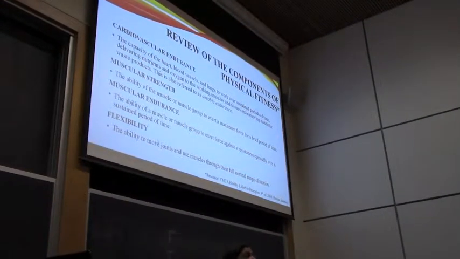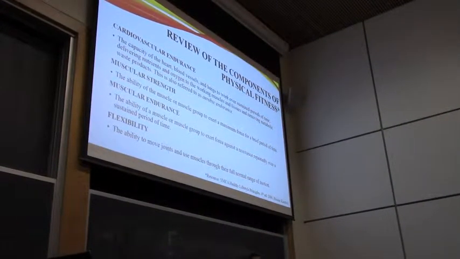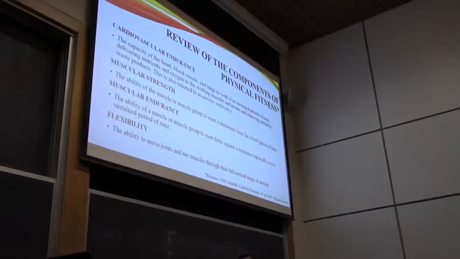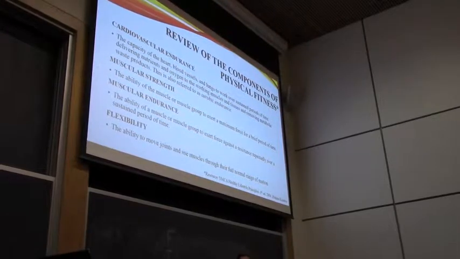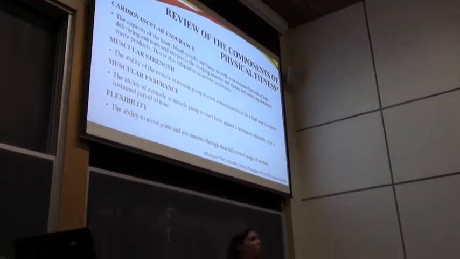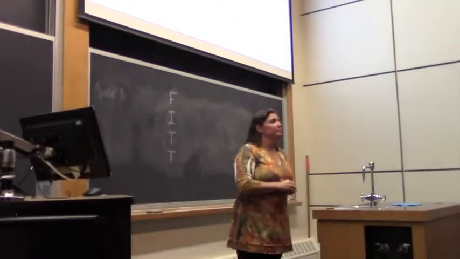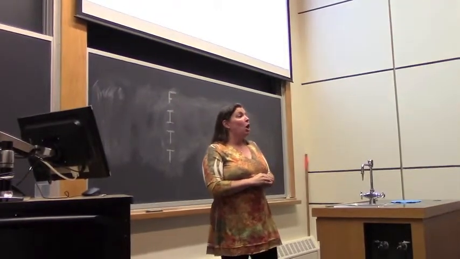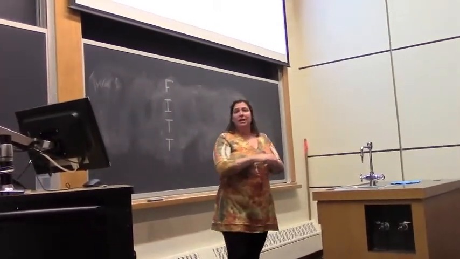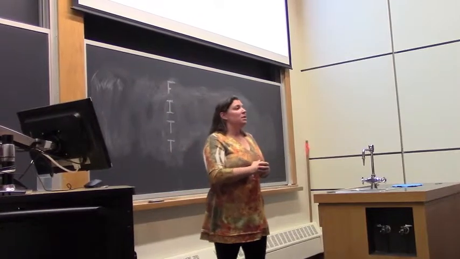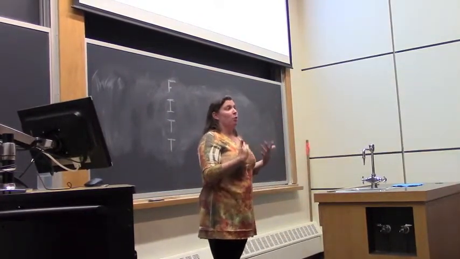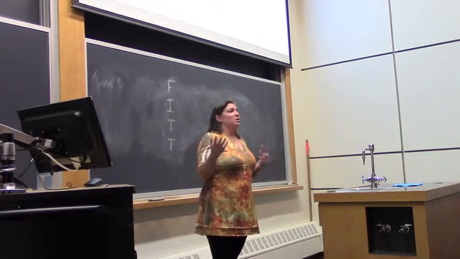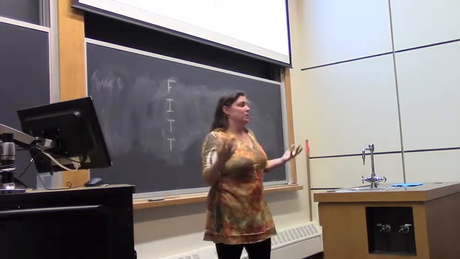So to review the components of physical fitness that we talked about last class, first of all, cardiovascular endurance. So what is cardiovascular endurance? Who remembers from last time? Heart, yes, absolutely. Heart, getting that oxygen out to the body, making sure the muscles have the energy they need to perform the work. So cardiovascular endurance basically is fitness, aerobic exercise.